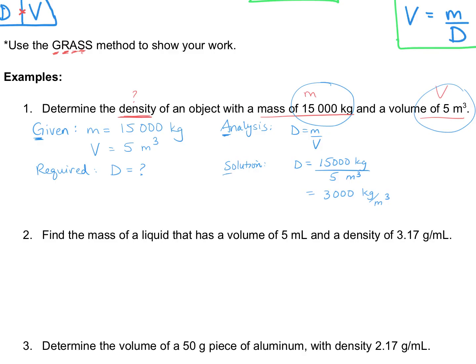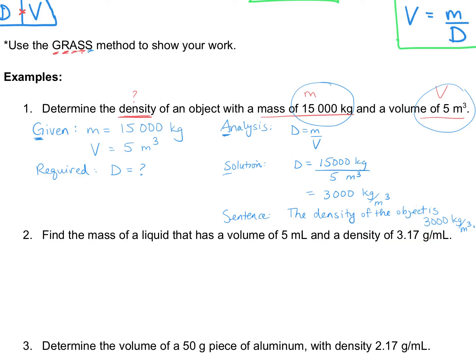The last step of GRASS is the final S, and that's where we write a sentence or a statement, however you want to think about it. So the density of the object is 3,000 kilograms per meter cubed. Okay, so you can see the final statement here, or sentence.